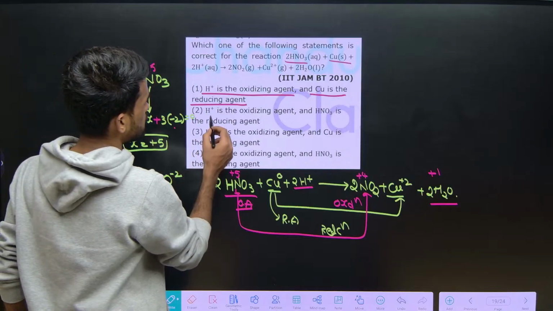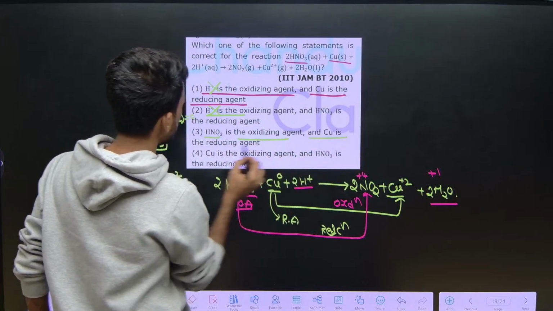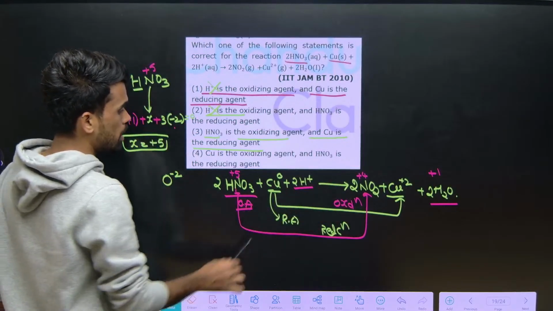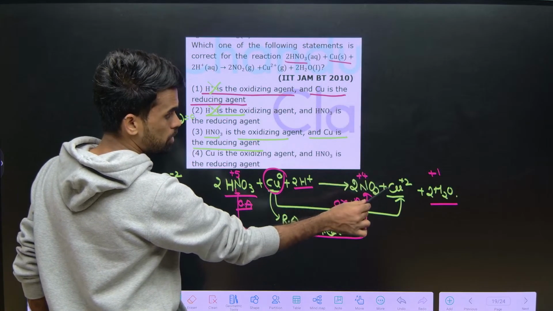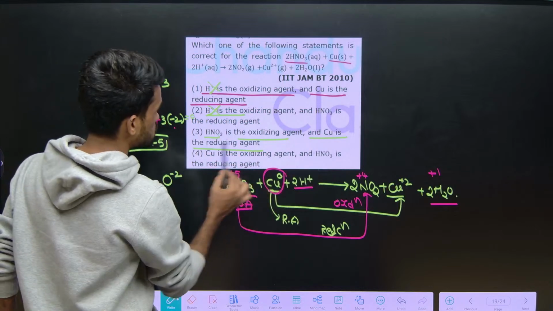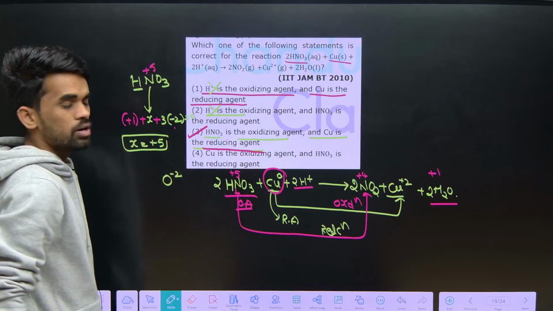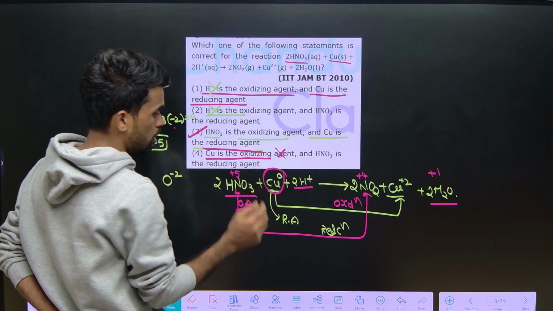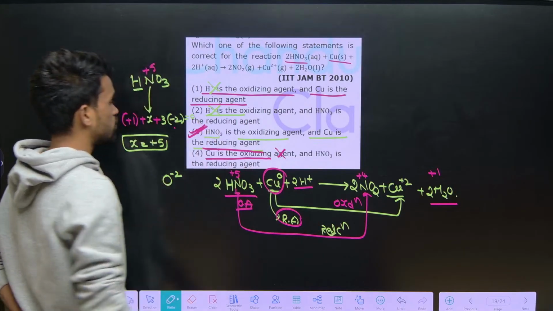Now look at what they are saying. No H+ ion here. So HNO3 is the oxidizing agent and Cu is the reducing agent. Yes, HNO3 is the oxidizing agent because it is participating in reduction, and copper, the copper atom, is the reducing agent, not the copper 2+ ion; it is only the copper atom that is reducing here. So copper is the reducing agent and HNO3 is the oxidizing agent. So option 3 is the perfect answer for this particular question. Next, they are saying copper is the oxidizing agent, but no, copper is undergoing oxidation, so definitely it should be a reducing agent. So the only perfect answer for this question is 3.